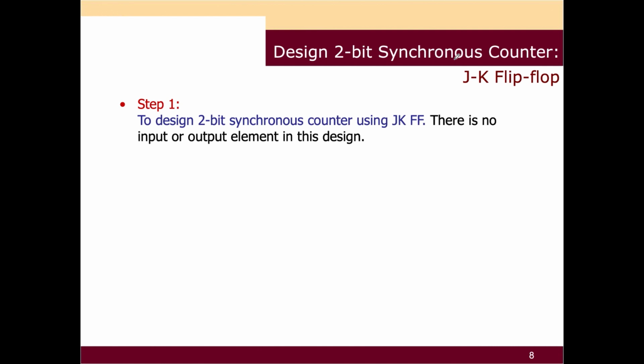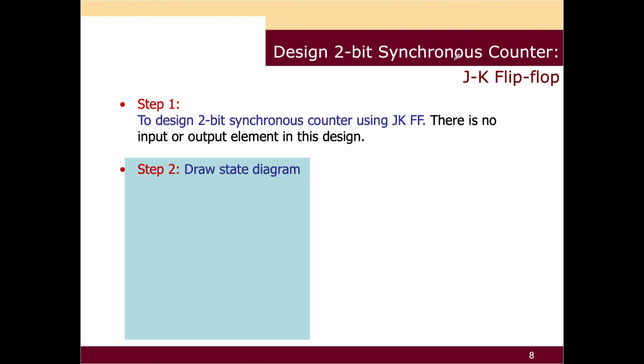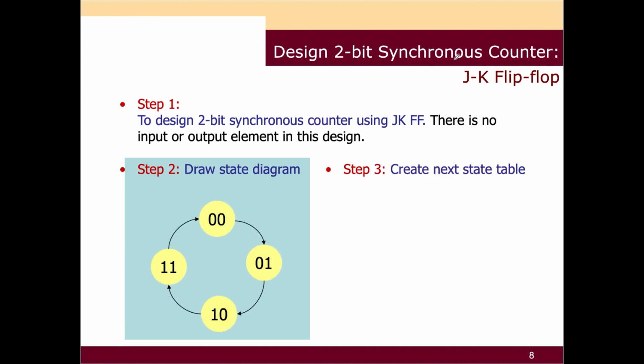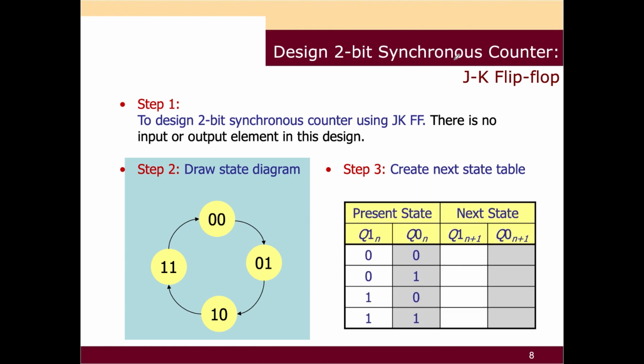So now let's move to our design 2-bit synchronized counter. So now you're going to make it much more bigger. This one is under JK flip-flop, the example. So first step to design 2-bit synchronized counter using the JK flip-flop. There is no input or output element in this design. So you need to draw state diagram. And also you need to create your next stage. So for your present state and then your next stage, what's going to happen.